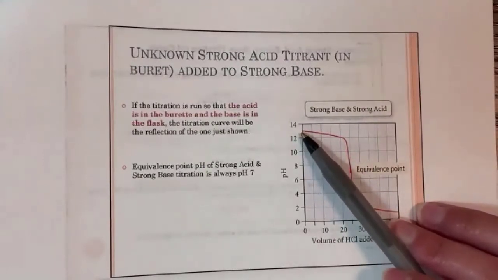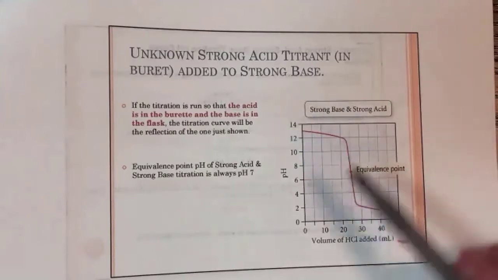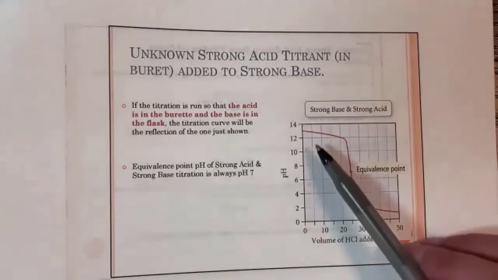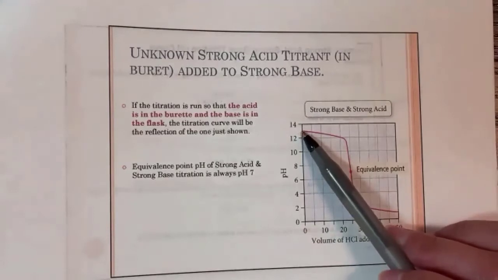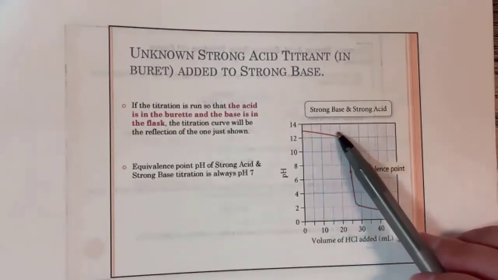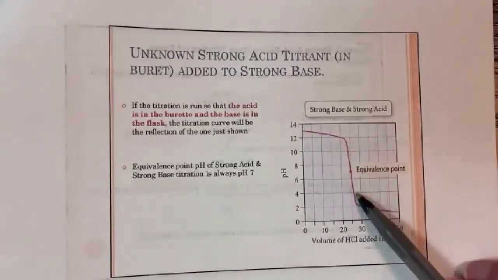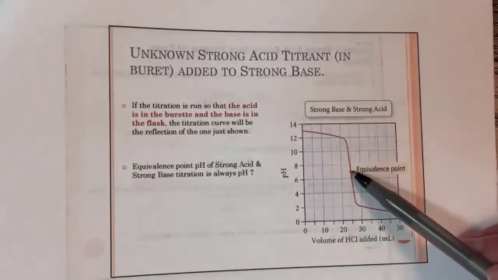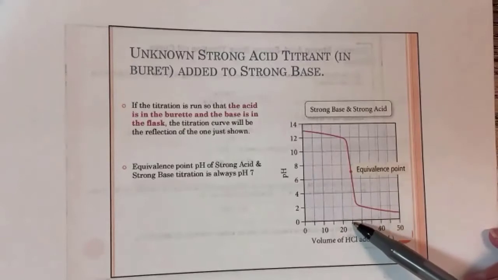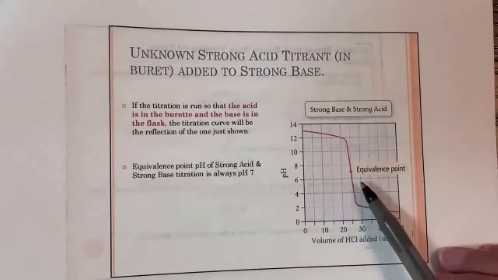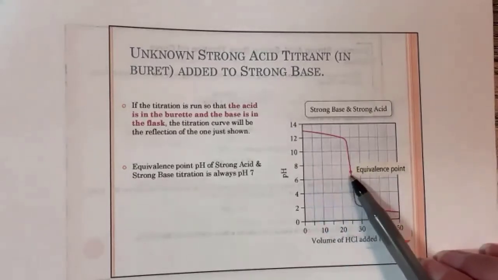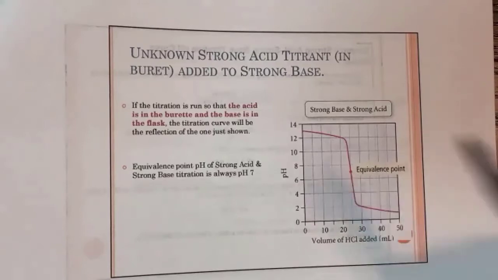Because this time you have the base in the flask. So the way you look at it is when I don't have any HCl, the pH is really high, because the base is in the flask. And then you add the acid, and it drops. You see the drastic drop right in the middle here, that means 25 mL is the volume of HCl needed to get to the equivalence point. At that point, moles of H3O+ and moles of OH- are the same. Because it's at 7, the equivalence point here, that's how I know I have strong and strong. Okay?